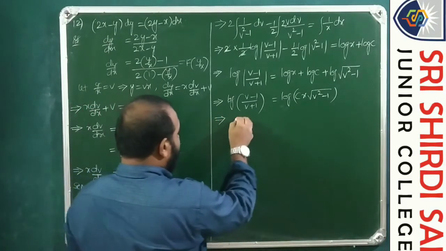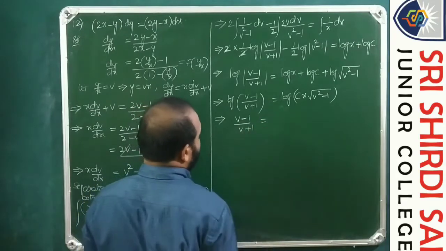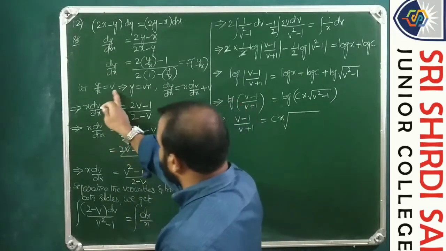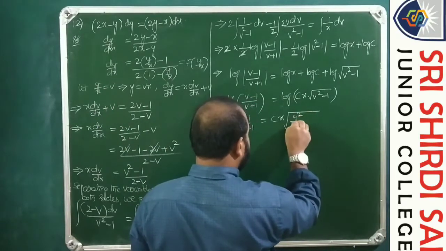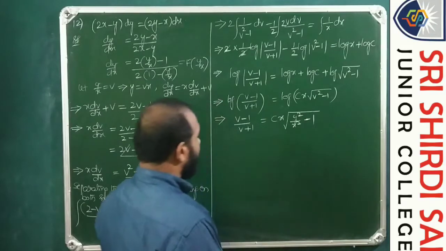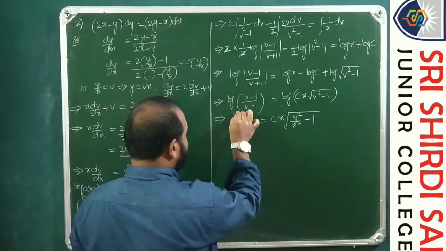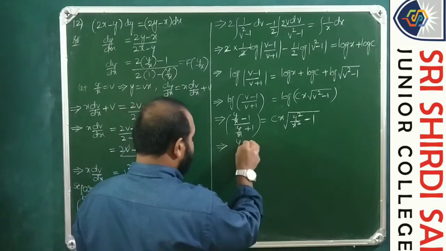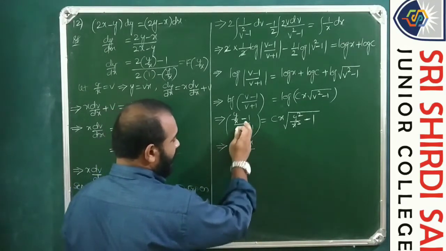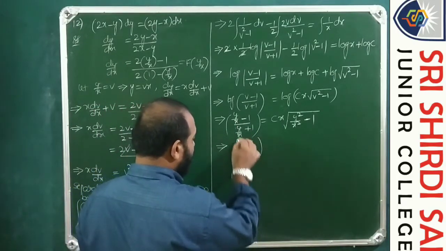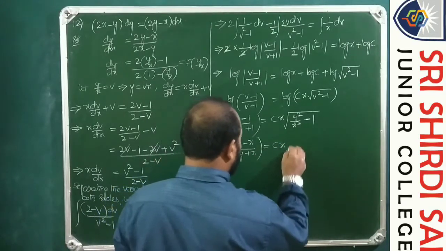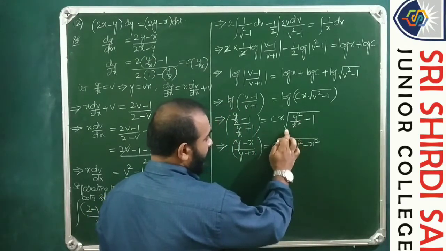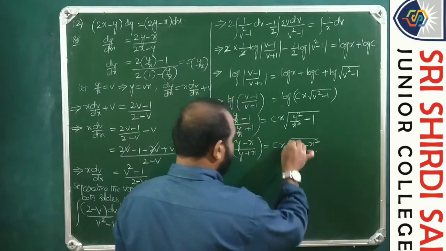If you remove log on both the sides, we get (v minus 1) by (v plus 1) equals c x into the square root of (v square minus 1). What is v? The value of v is y by x. Therefore, this is y square by x square minus 1. And here v is y by x, so (y minus x) by x divided by (y plus x) by x. The x's get cancelled. So (y minus x) by (y plus x) equals c x into the square root of (y square minus x square) by x square. The root of x square is x, so the x's get cancelled.